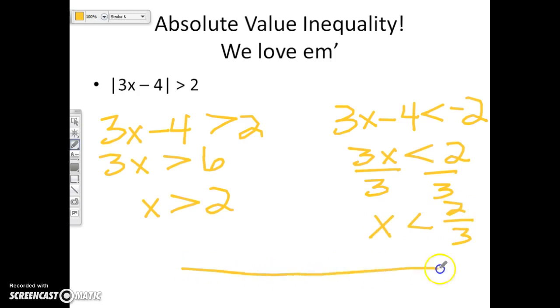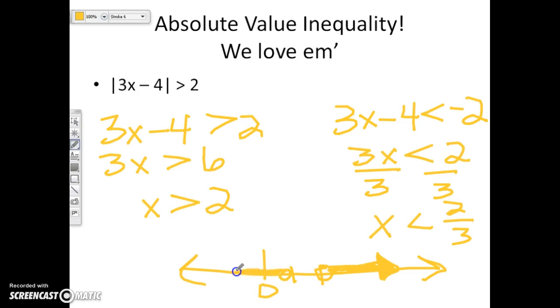And if we were to go and graph this, we would have something like this. X is greater than 2, an open circle because it cannot include 2, but all the numbers greater than 2. X is less than 2/3.